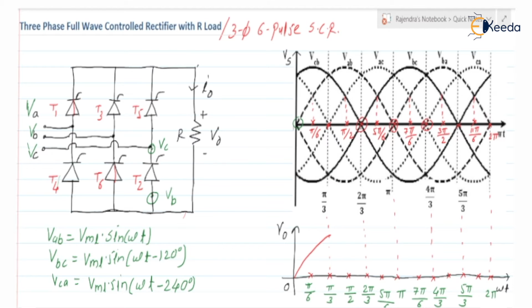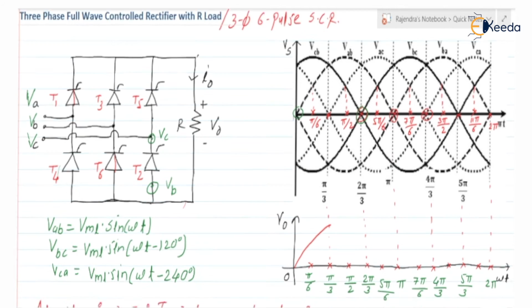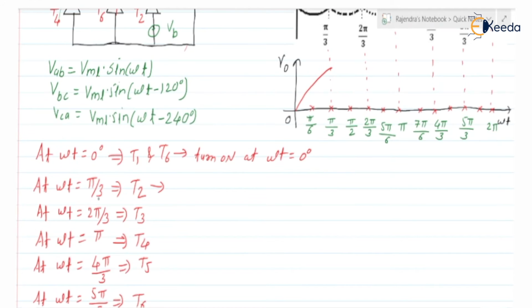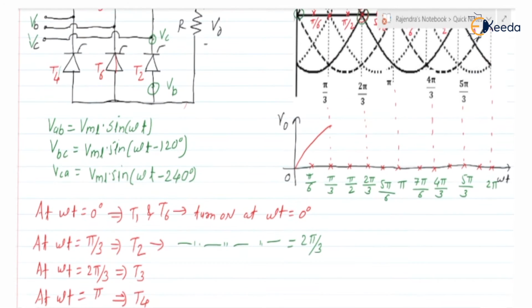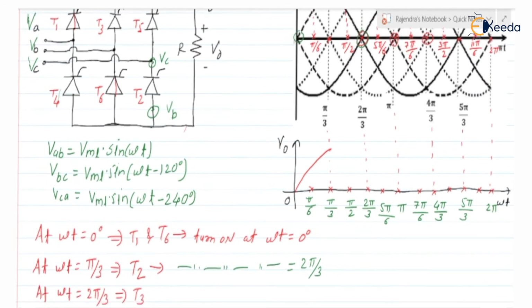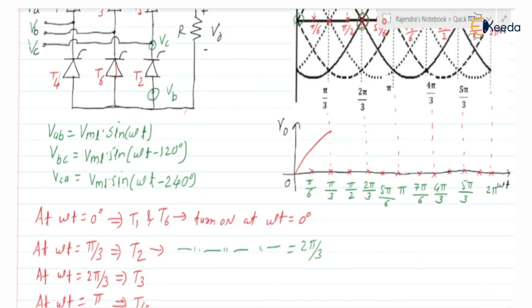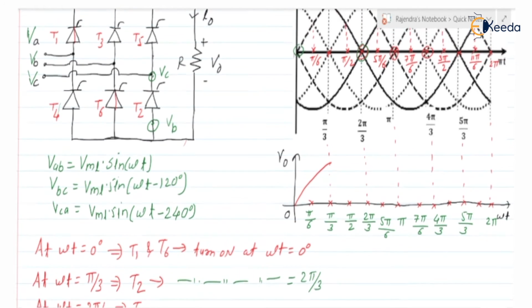So will our thyristor T2 turn on at pi by 3? No. Thyristor T2 will turn on when VBC becomes positive, that is at 2 pi by 3. We are applying the gate signal to thyristor T2 at pi by 3, but thyristor T2 is turning on at omega t equal to 2 pi by 3. Is this clear? So at 2 pi by 3 our thyristor T2 will turn on.